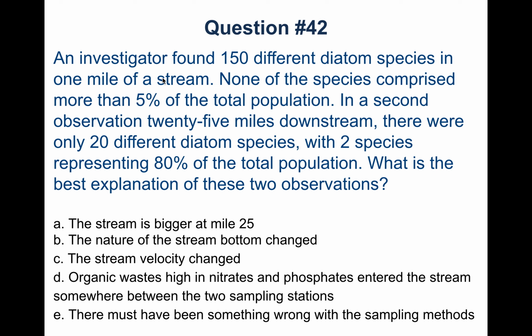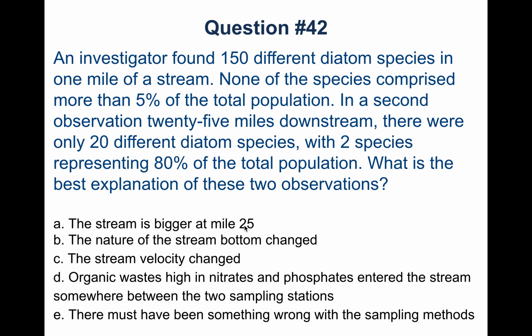All right, an investigator found 150 different diatom species in 1 mile of a stream. None of the species comprised more than 5% of the total population. So you have a ton of different species, and you don't really have one that's overpowering all the others. In a second observation 25 miles downstream, there were only 20 different diatom species, so much less than the 150, but 2 represented 80% of the total population. So 2 of the species out of the 20 were super dominant. What's the best explanation of these 2 observations?